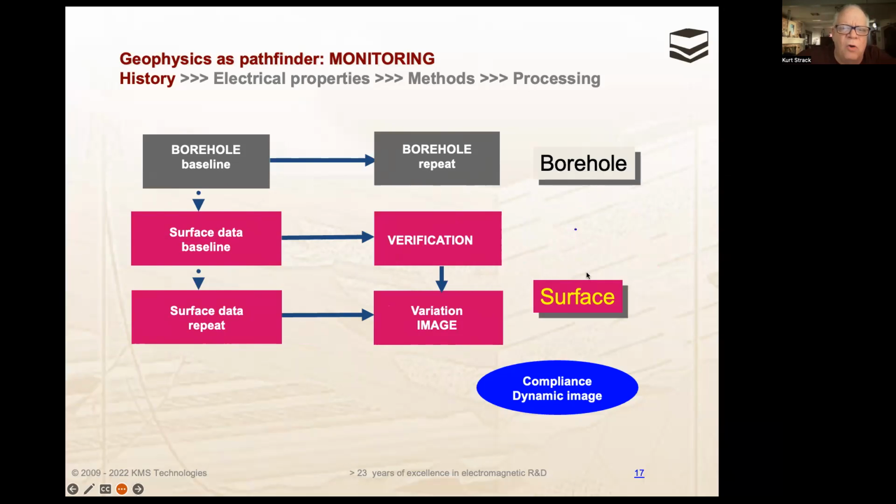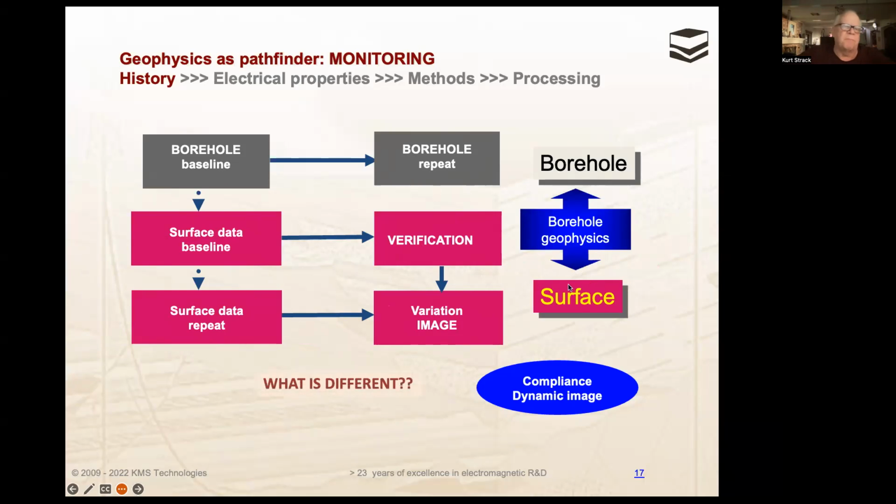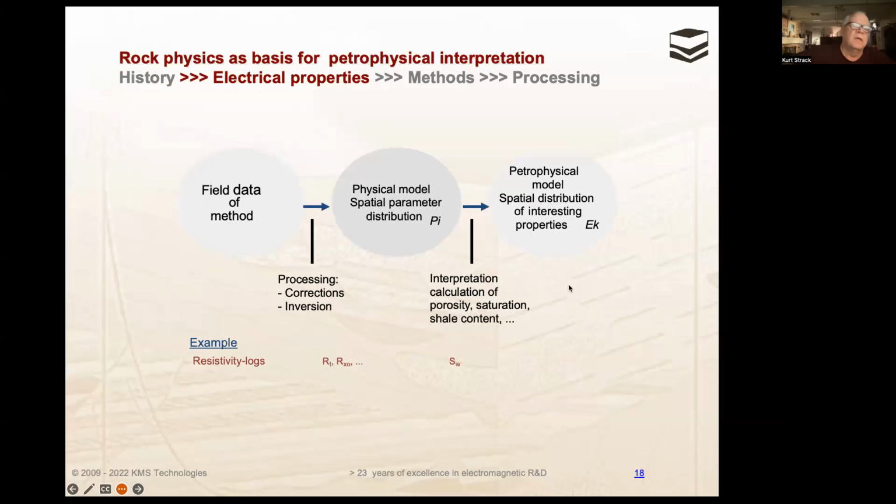And again, the borehole and the surface is linked with borehole geophysics. So what I tell you today is extremely important to link our surface measurements to the subsurface. So first, let's start with the electrical properties of rocks.